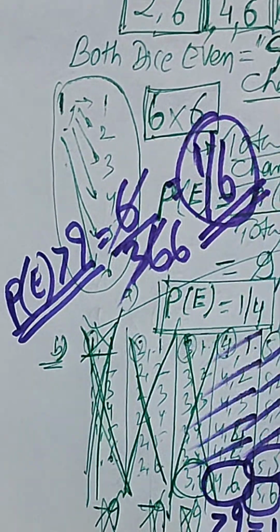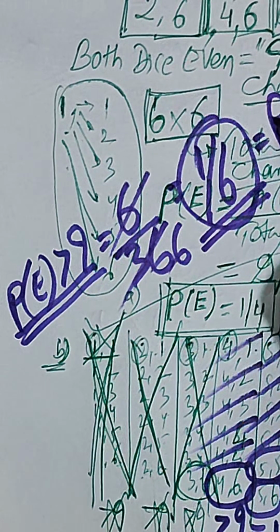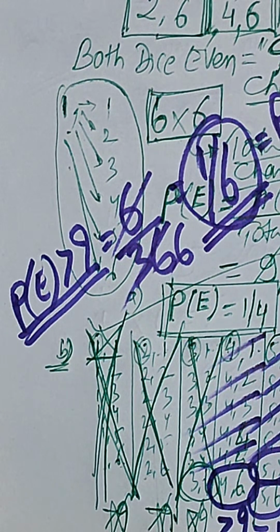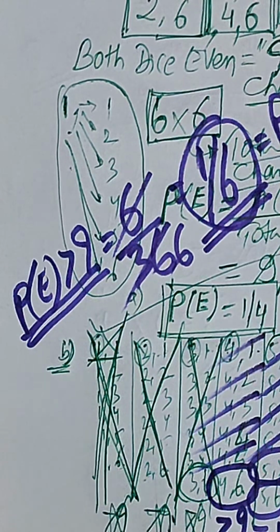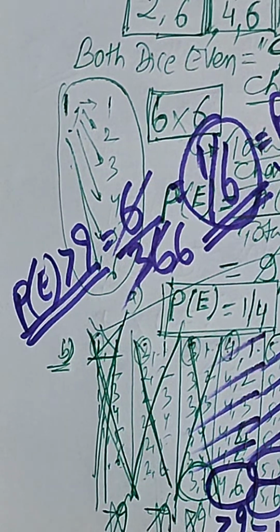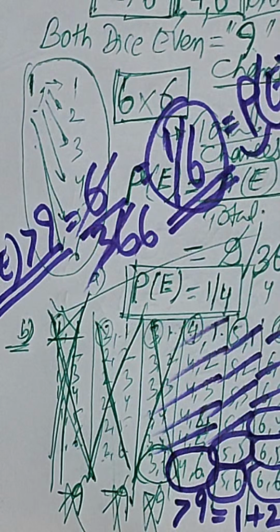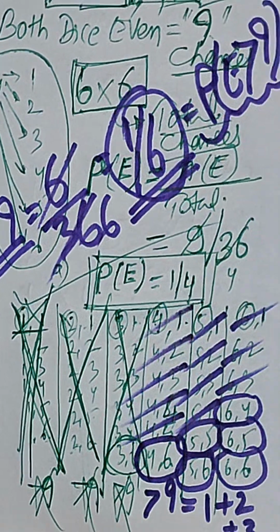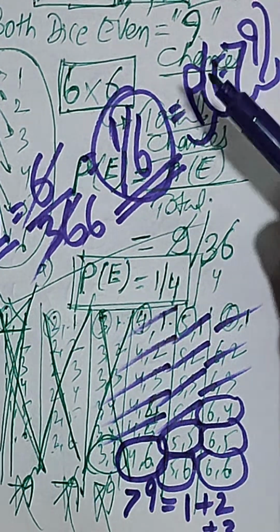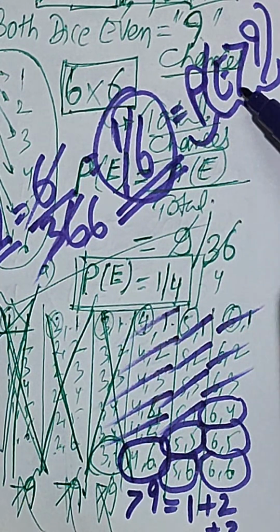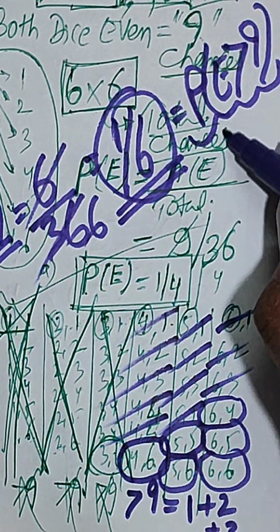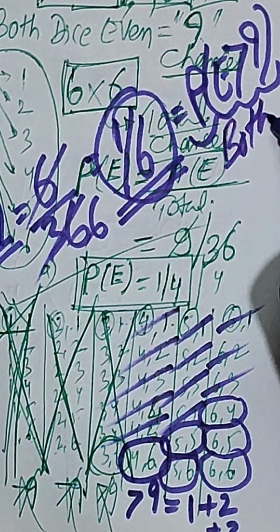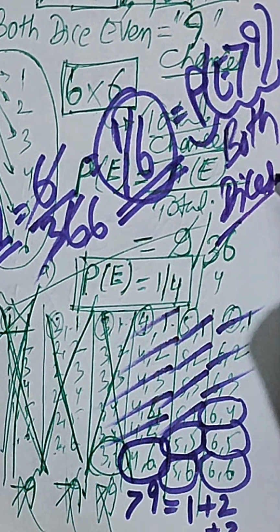So 1 by 6 is the probability of the event when you are getting a sum greater than 9 on both dice. 1 by 6 is your answer when you are getting a number greater than 9 on both dice, right?